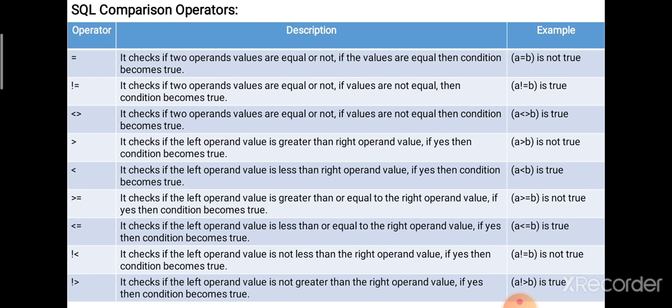Next one, not less than. Okay. It checks if the left operand value is not less than the right operand value. If the condition is satisfied, then it becomes true. So here our example gives not true as the result. Okay, next one, not greater than. It checks if the left operand value is not greater than the right operand value. If yes, then the condition becomes true. Our example gives the answer as true. Okay, so these are the SQL comparison operators.